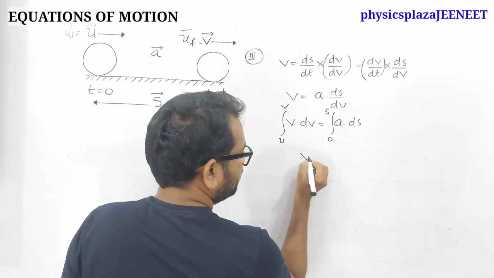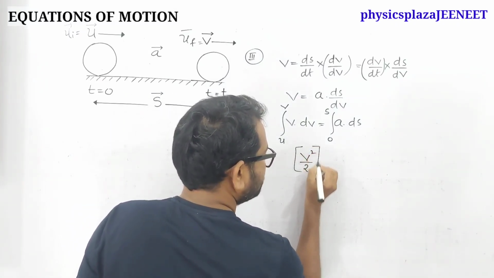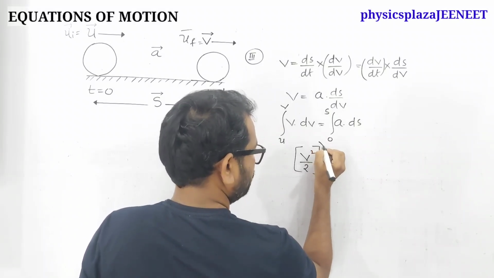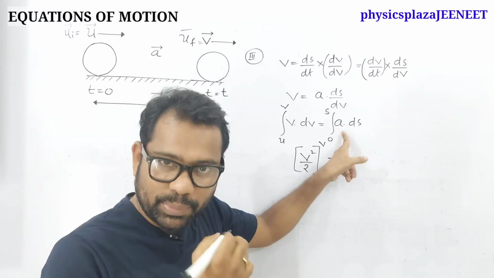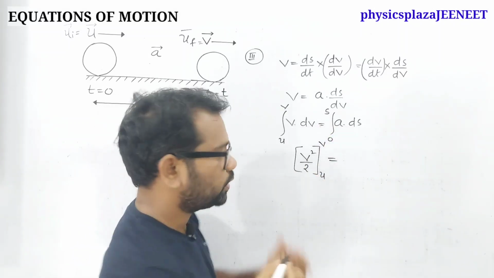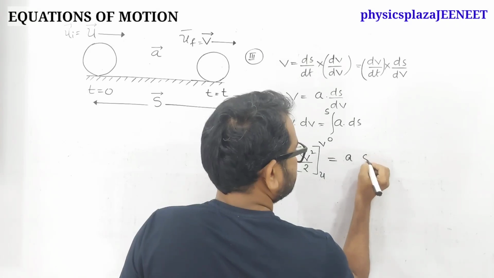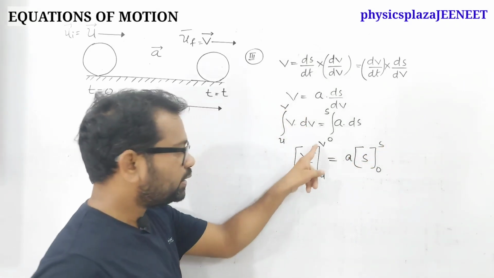Similarly, this can be written as v square by 2, but don't forget the limits. So lower limit is u, upper limit is v. And then a is a constant, it can't be integrated, so you can bring it outside. So integration of ds will be s only. So a into s, and here the limits are 0 to s. Now apply the limits, children.